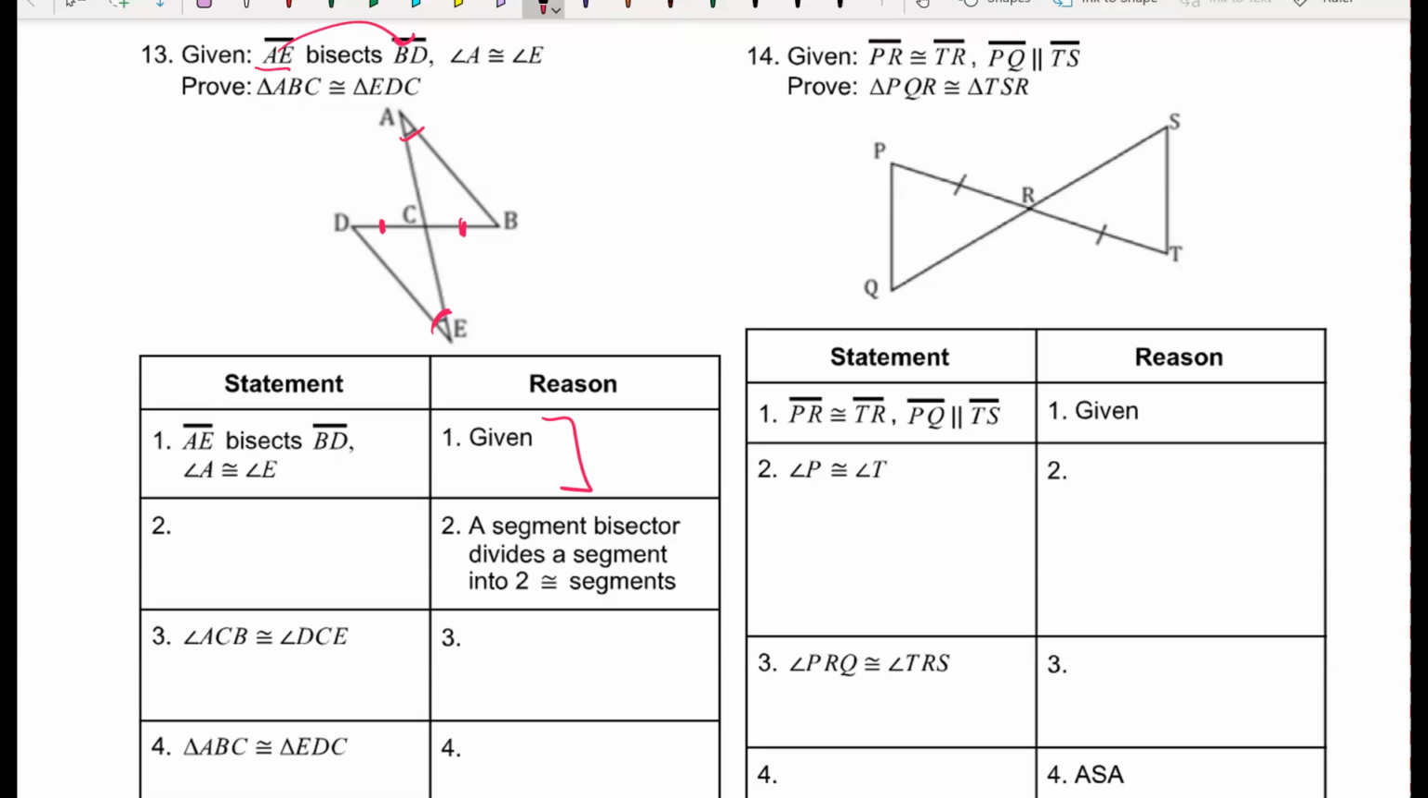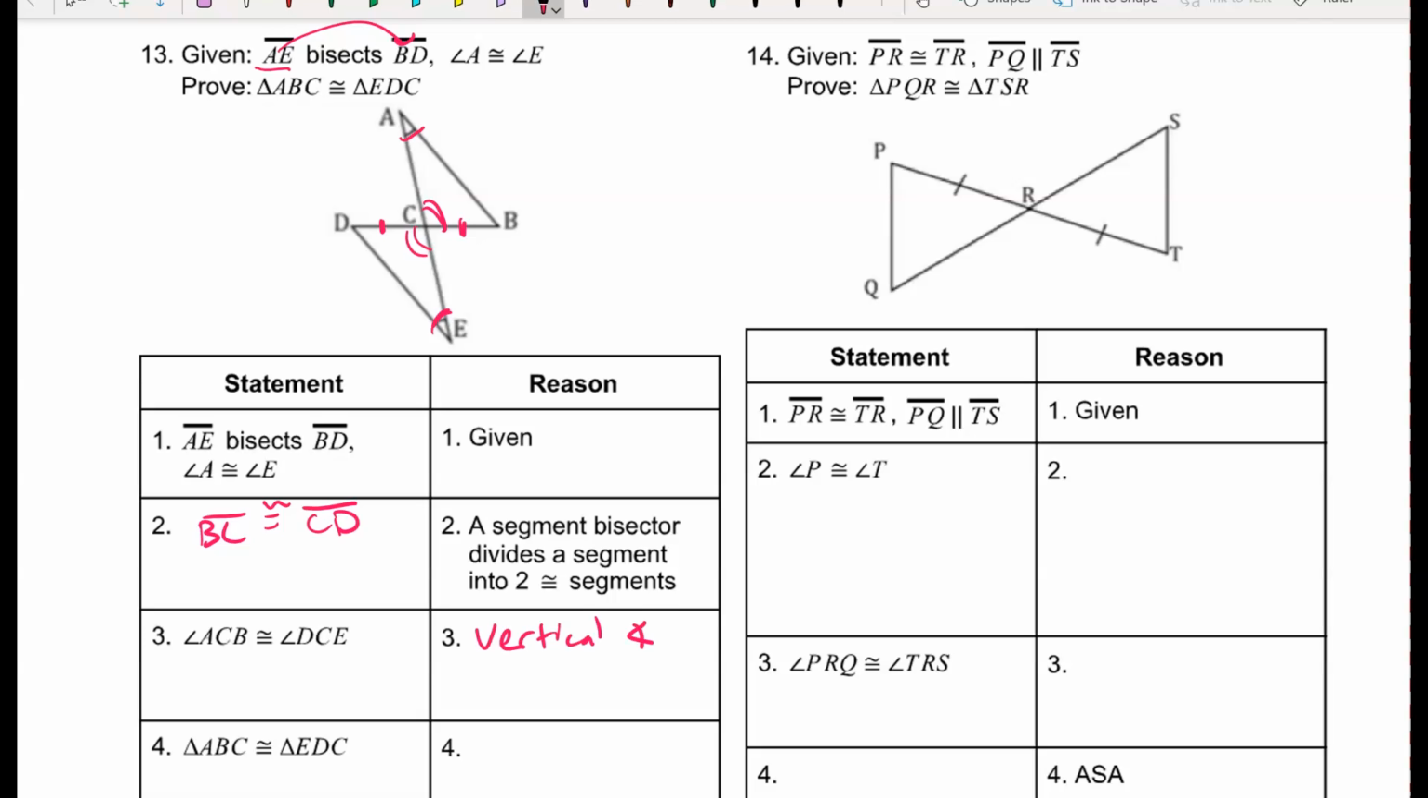So if I start with my givens, if I'm reading my statement here, a segment bisector divides a segment into two congruent segments. AE is the guy who's bisecting BD, so my two congruent segments are going to be BC and CD. Now, the next statement says that angle ACB, so that angle right there, is congruent to angle DCE, that angle right there. Now, anytime I have two intersecting lines, the angles across from those are going to be congruent because vertical angles are congruent. So I'm going to use that as my reason there.